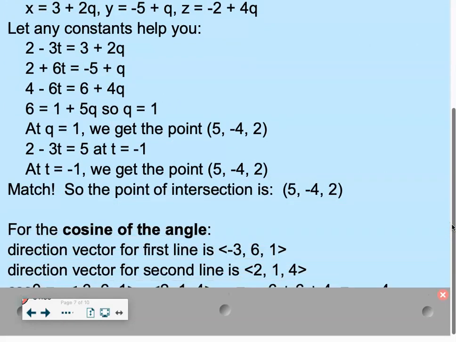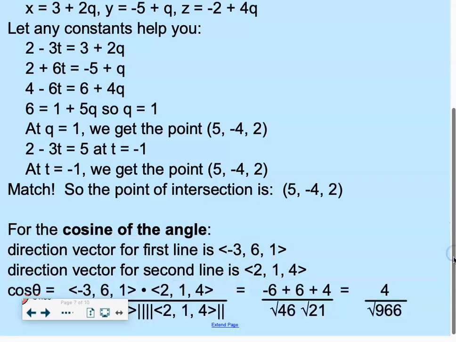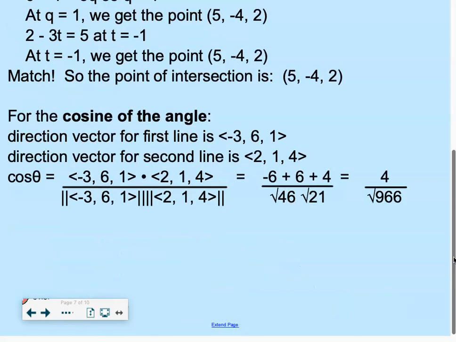So there's my two direction vectors. The angle between two vectors is the dot product over the product of their magnitudes, right? Without simplifying, I got 4 over the square root of 966.